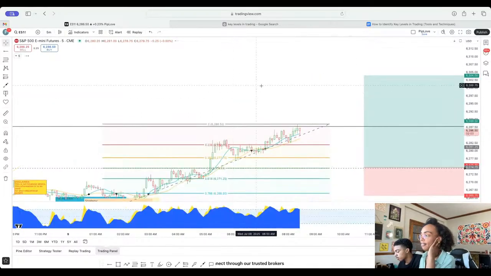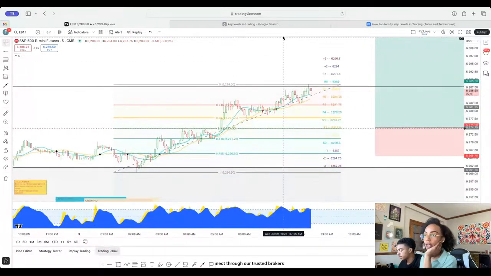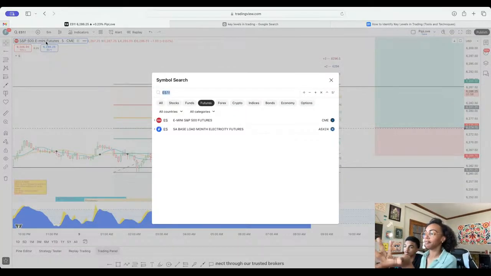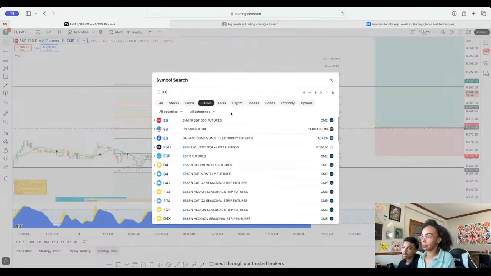Alrighty, let's get down to the 5-minute. Oh, okay. Mini futures. So it's just ES in the CME. If you look at ES, I use the E-mini because that's what I'm trading on Top Step. If you wanted to use the regular futures, at Capital.com.